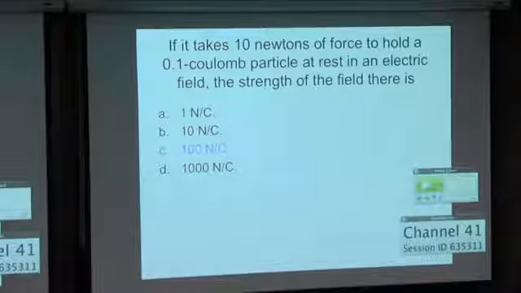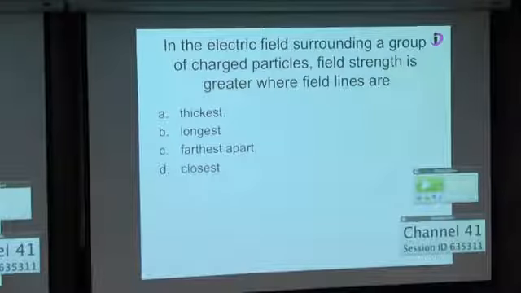All right. How about this one? At the end, I drew some electric field lines. They come away from positive charges, if you remember, and they go towards negative. But what about their spacing?